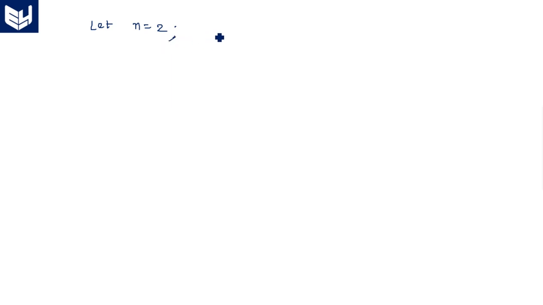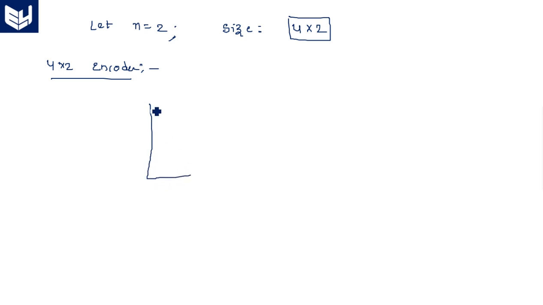Let n equal 2. As n is equal to 2, the size of the encoder is 4 by 2. So now we are going to study the 4 by 2 encoder. What is the logic diagram of the 4 by 2 encoder?